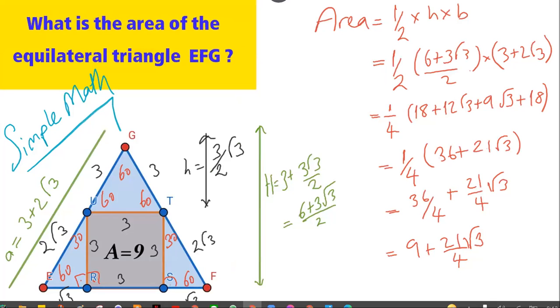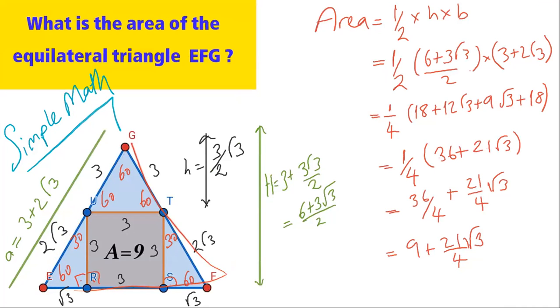So our third question is again from simple math. Inside an equilateral triangle, a square is inserted. The area of the square is 9. So it means each side is 3, 3, 3.